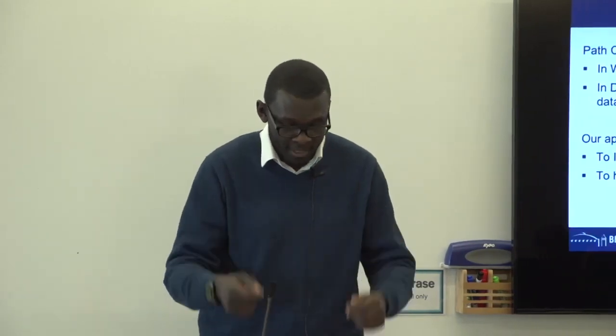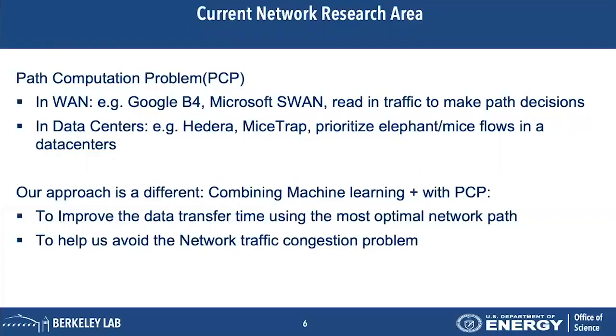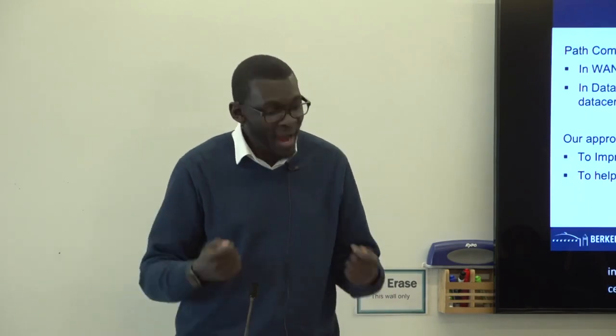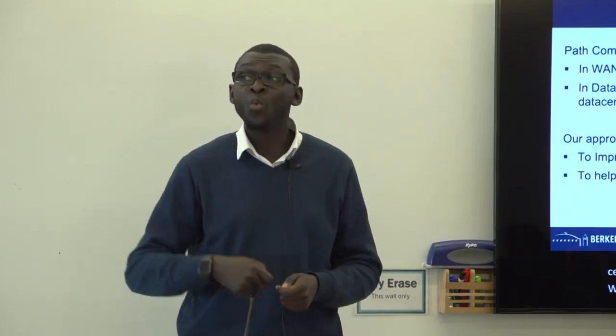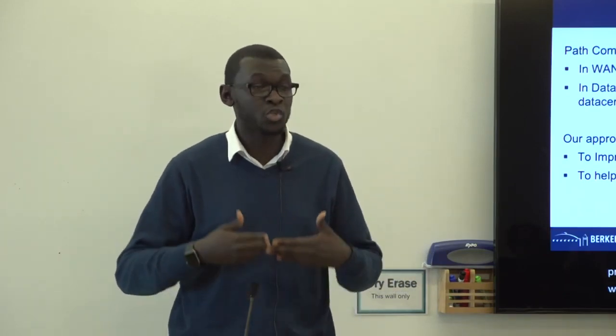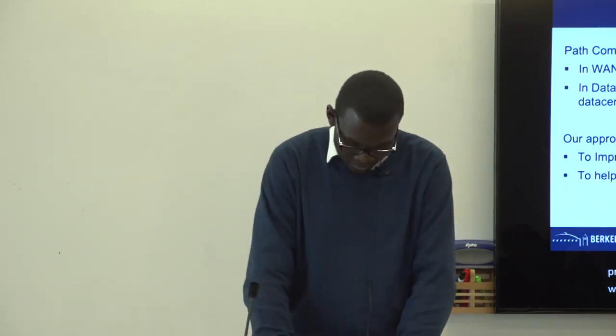For example, Google has developed B4, while Microsoft developed SWAN, which basically reads in traffic to make decisions. In data centers, for example, you have existing solutions which include Hedera and Mice Trap, which prioritize mice flows in the data center. Our approach is unique, which is basically combining a unique machine learning algorithm with the PCP problem, which is the path computation problem. And at the end of the day, we want to be able to improve data transfer time and also to avoid traffic congestion.